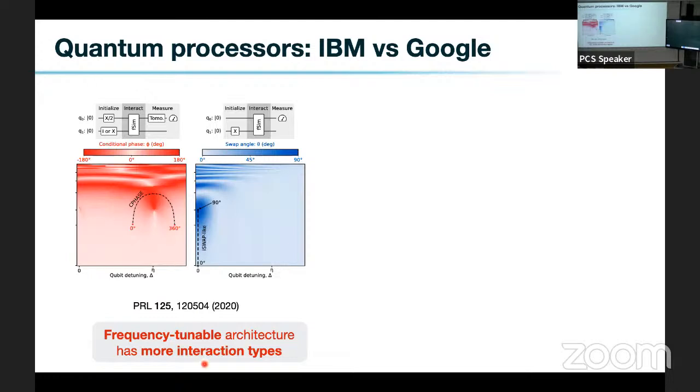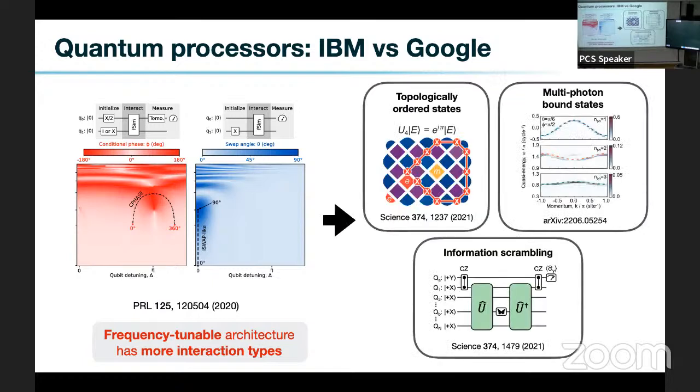That is, the frequency tunable architecture has more interaction types. For instance, let's consider a two qubit system. If we tune one qubit's frequency, then we can implement versatile interactions between them. And that is the reason why most interesting quantum simulations have been demonstrated in frequency tunable architecture. But I have to note that this simulation can also be implemented in the fixed frequency architecture, but it would be inefficient. Yeah. They have a complete set of gates.